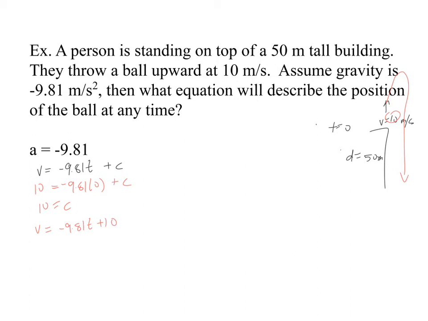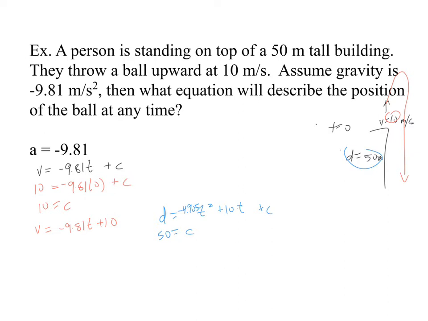So if we take our antiderivative of that equation, that should give us our distance. So we would get t squared, we'd have to divide by 2, so that would be negative 4.905, and plus 10t, plus c once again. So now we know at time 0 our distance was 50, so we can plug that in, and that would give us a c value of 50. So we have all of our answers.